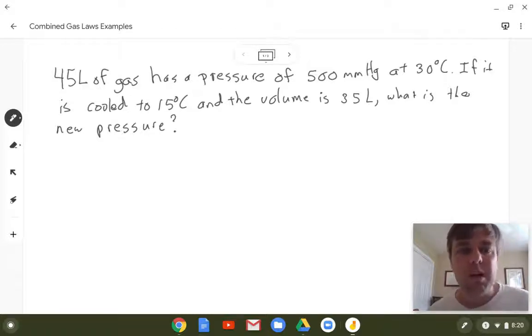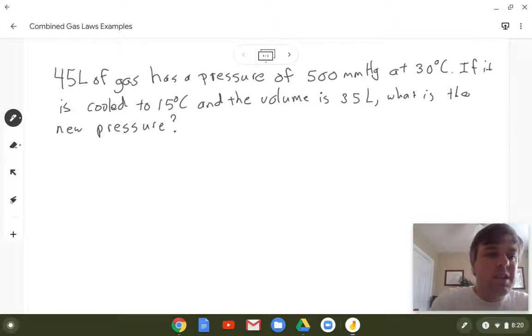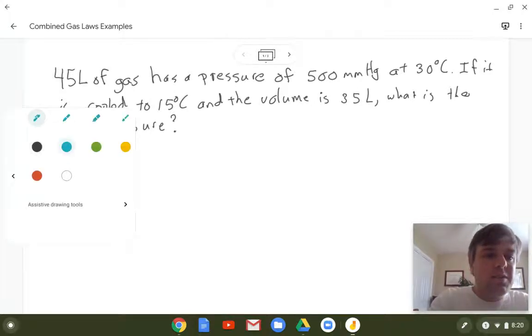So this first problem says 45 liters of gas has a pressure of 500 millimeters of mercury at 30 degrees Celsius. If it is cooled to 15 degrees Celsius and the volume is 35 liters, what is the new pressure? So first of all, in this problem, you'll see that we're starting with a volume, a pressure, and a temperature, and then we've got another temperature and another volume. We're looking for another pressure. That's a good sign that we're using the combined gas law. So we just need to identify what these different numbers are.